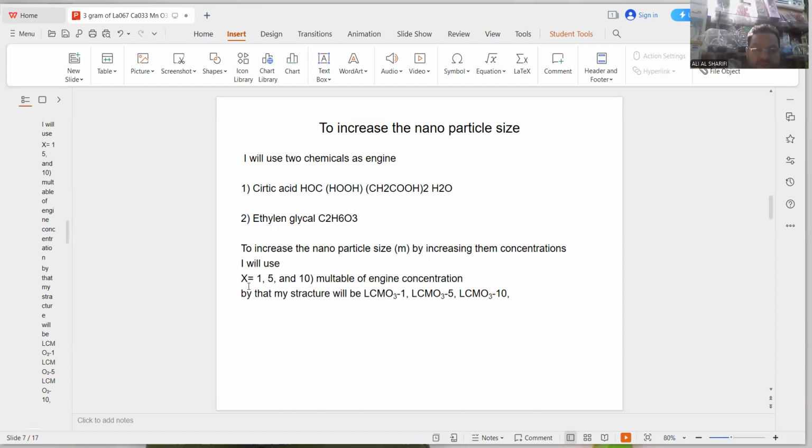To increase the nanoparticle size by increasing their concentration, I will use X, which means the multiple ratio number, equal 1, 5, 10. That means I will use multiple 1, multiple 5, and multiple 10 to do a comparison between them. Which nanoparticle is bigger, at 1, multiple 5, or multiple 10? Sure, at multiple 10. By that, my structure will be, instead of writing 1, 5, 10, this is more appropriate: lanthanum, calcium, manganese, O3, -1, -5, -10.